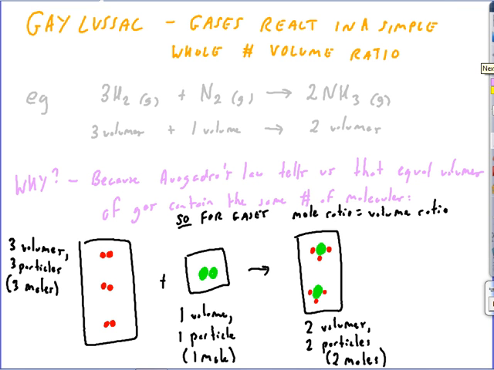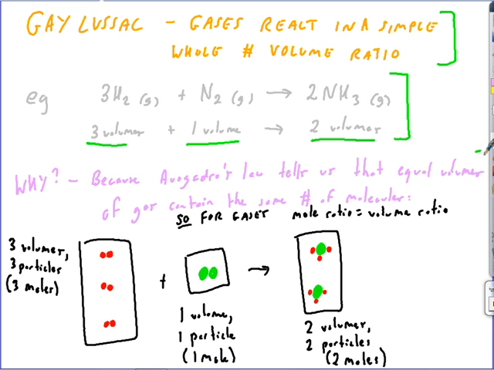We've got Gay-Lussac's rule, that gases react in a simple whole number ratio to each other by volume. For example, you've got this reaction here between hydrogen and nitrogen turning into ammonia. And we know that 3 particles or 3 volumes of hydrogen gas will react with 1 particle or 1 volume of nitrogen gas to produce 2 particles or 2 volumes of ammonia gas. And you might be asking why. Why do these things react in simple whole number ratios to each other by volume, not just particles?